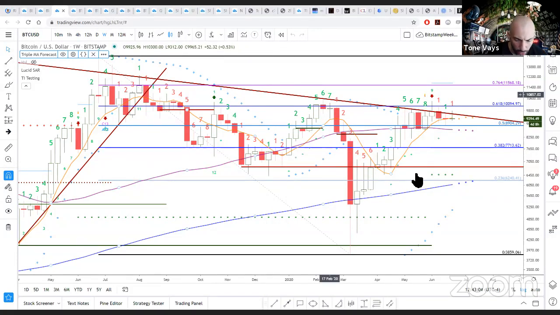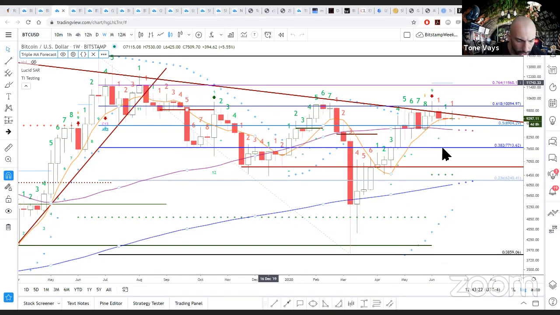Okay, so the weekly chart is neutral with a bearish lean. The bearish lean comes from the fact that we are still not able to break the trend line, and the fact that we are still coming off a momentum top a few weeks ago.